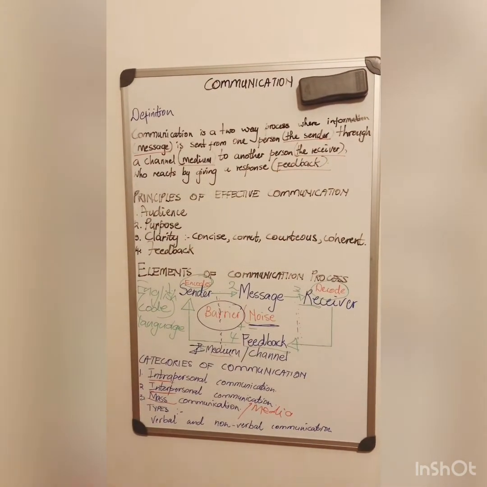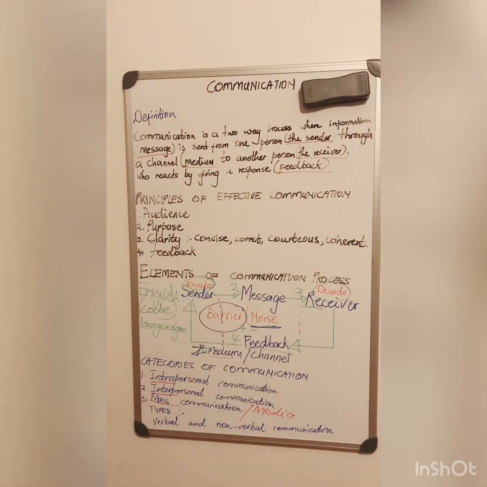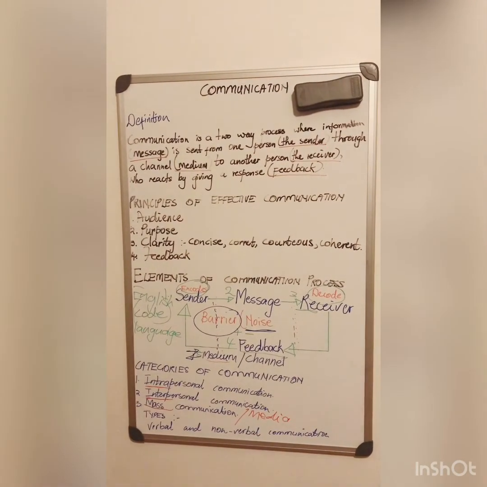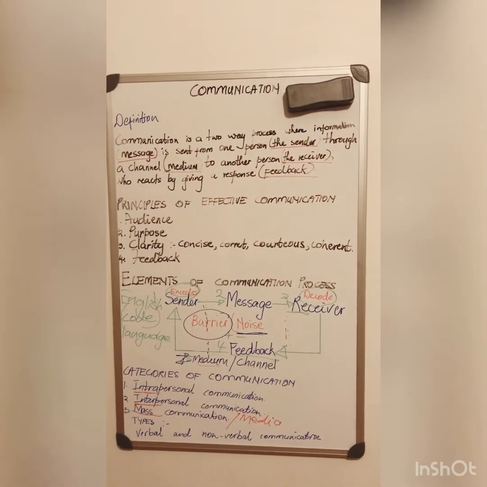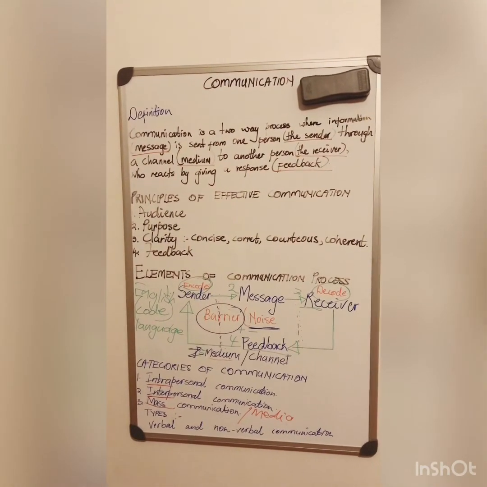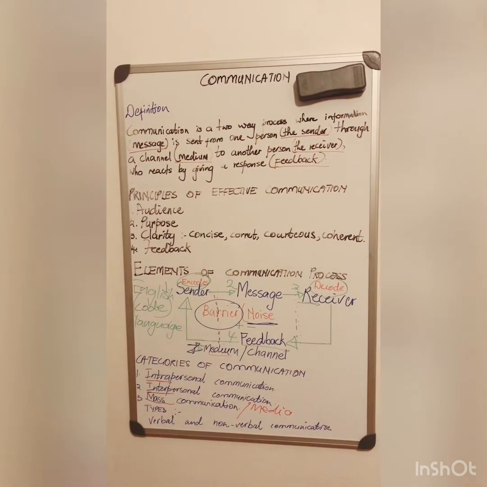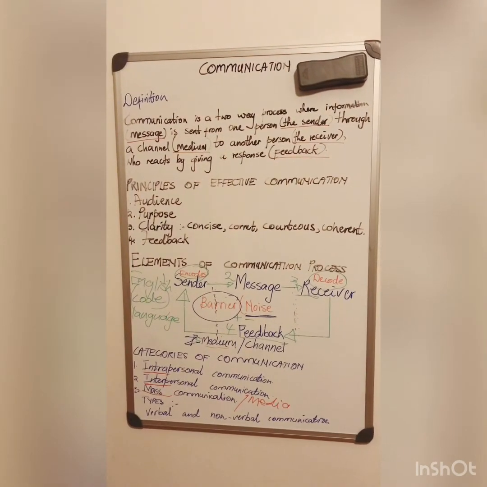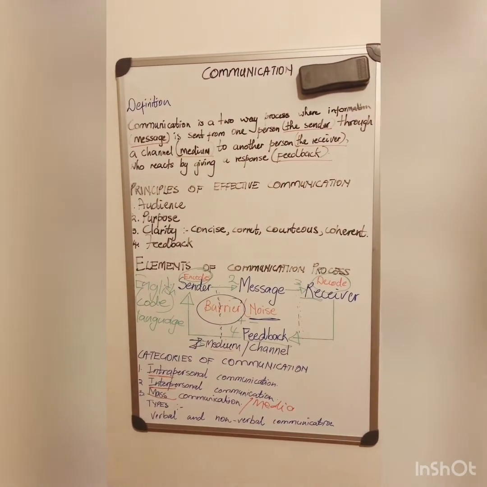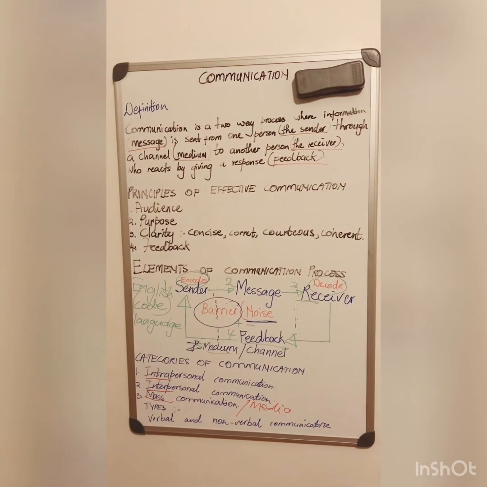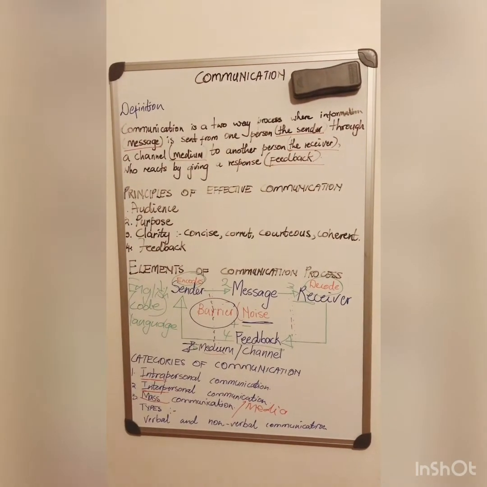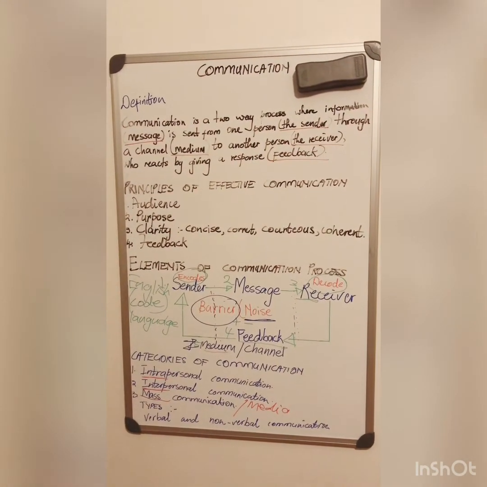Okay, now let's look into the types of communication. We do have two types of communication, which is verbal and non-verbal communication. The verbal communication is the simplest. The one that I'm using right now, I am talking. When we are talking, when we are vocal, it is verbal.